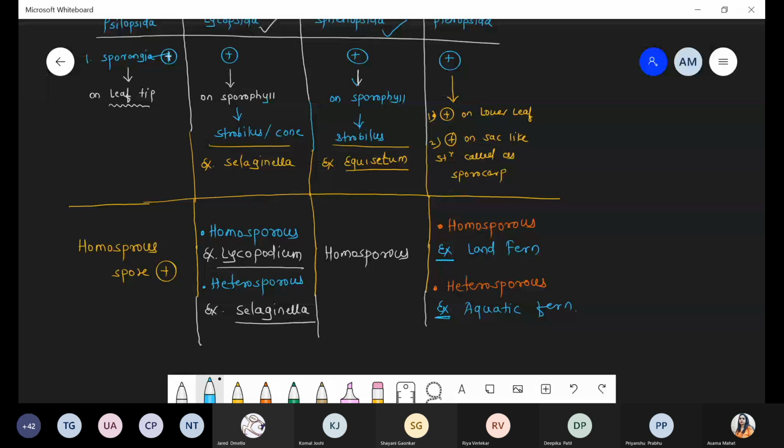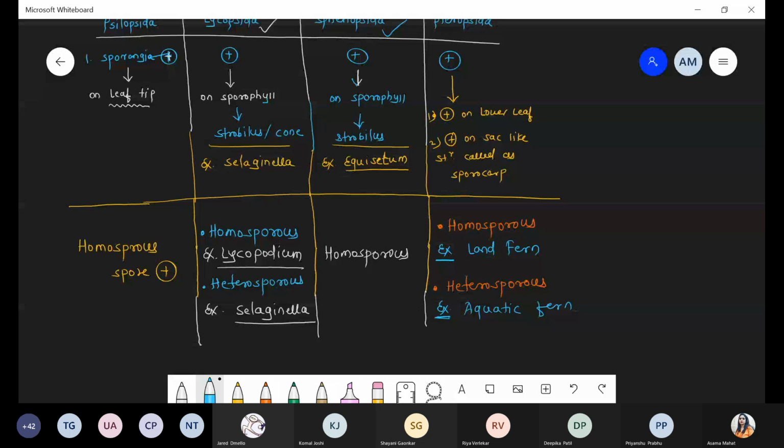When we are taking only 2 characteristic features, sporangia is part of the dominant sporophyte body. So in all categories, sporangia is present. But now look, positions are different. Under the Lycopsida and under the Sphenopsida, these are the 2 classes where strobilus structure, cone-shaped structures, are present. What is the meaning of strobilus? Sporophylls, a specific type of leaf bearing the sporangia, aggregate, and after the aggregation they form a compact structure, and that compact structure is called the strobilus.